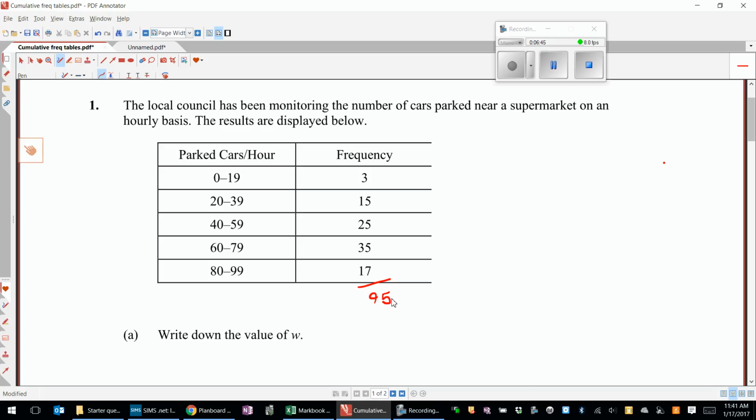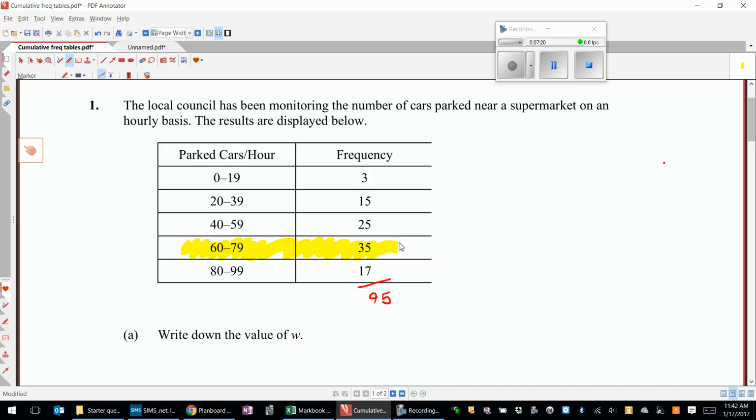But remember, the whole point of this topic is for you to interpret things and make conclusions with reasons. So, for me, I would say this is quite a busy supermarket car parking area, purely because on 35 different occasions there were anywhere between 60 and 79 cars. Now you might say it depends how big the supermarket is and how big the car park is. I would say in Bermuda, that's a lot.